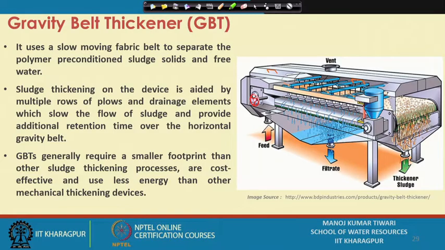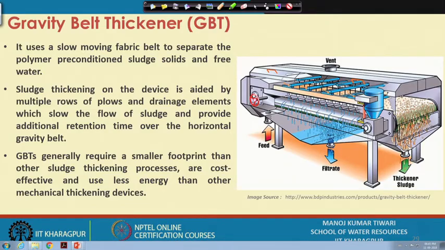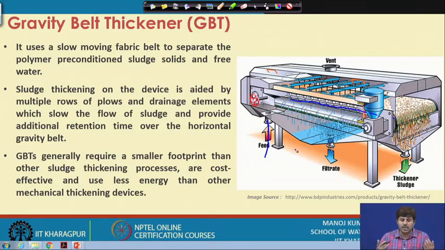There is the gravity belt thickener, GBT, as we typically call it. Again, there is a belt kind of system, and feed is given from here, and then through a mechanical system the feed moves over this, and through the vent we drain this water. It is aided by multiple rows of plows and drainage elements, which slow the flow of the sludge and provide additional retention time over this horizontal gravity belt, and from there water spills out and then sludge is collected separately.